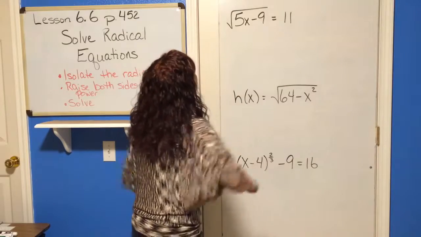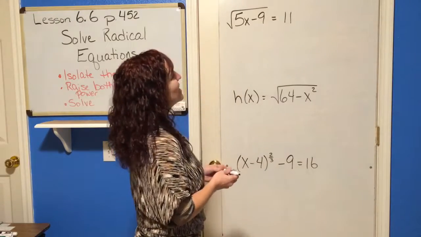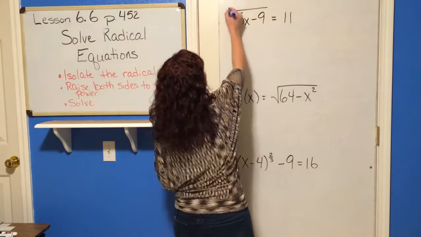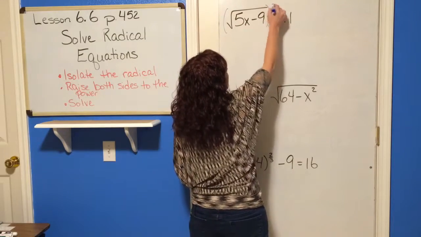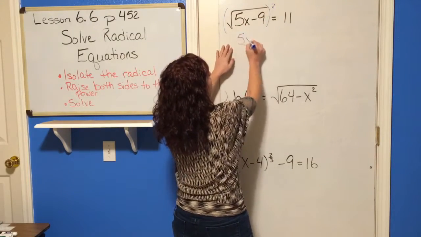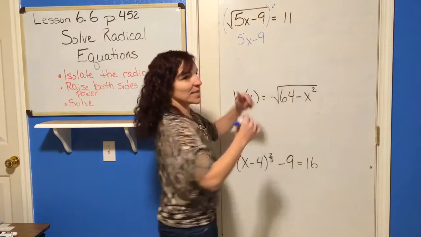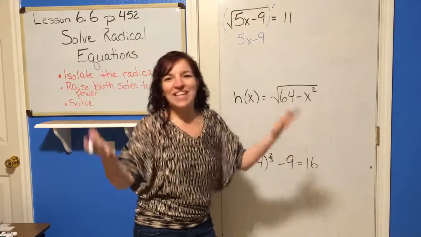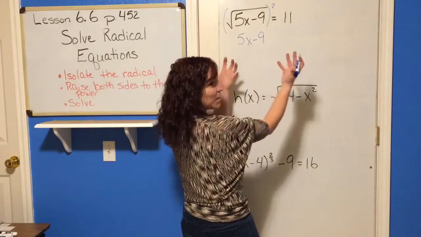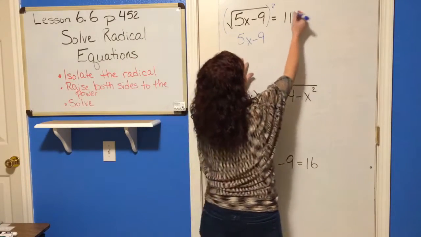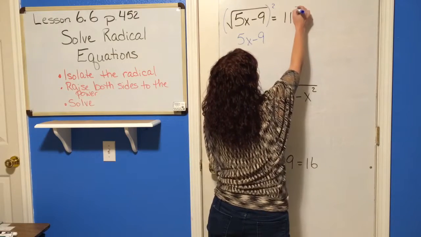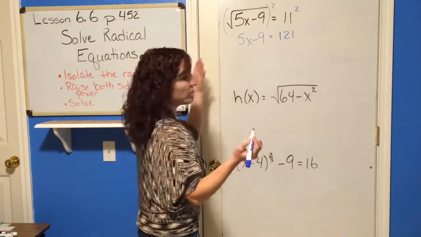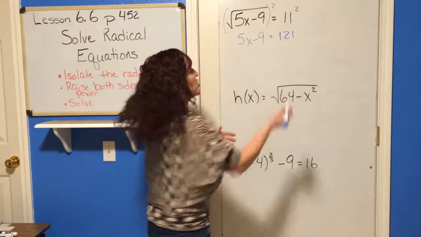Jump right into it. So we've got the square root of 5x minus 9 equals 11. In order to get rid of this square root, if I square it, now I just have 5x minus 9, right? Hey, that's easy. The only thing is I've got to make sure I do the same thing to both sides. How many times do I say that? Same thing to both sides when you're solving an equation. So I've got to also square the 11 so that I end up with 121. And now it's a simple equation to solve.